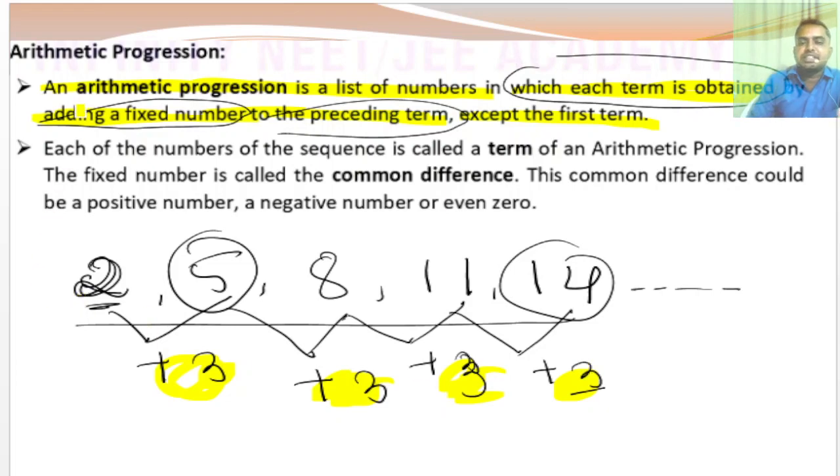We cannot go back from the first term, only forward from the first term. Yes. This is called an AP. Each number of the sequence is called a term. So here in the AP, 2 is what? The term. The terms are denoted by what? A1 first term, A2 second term, this is A3, this is A4, this is A5.